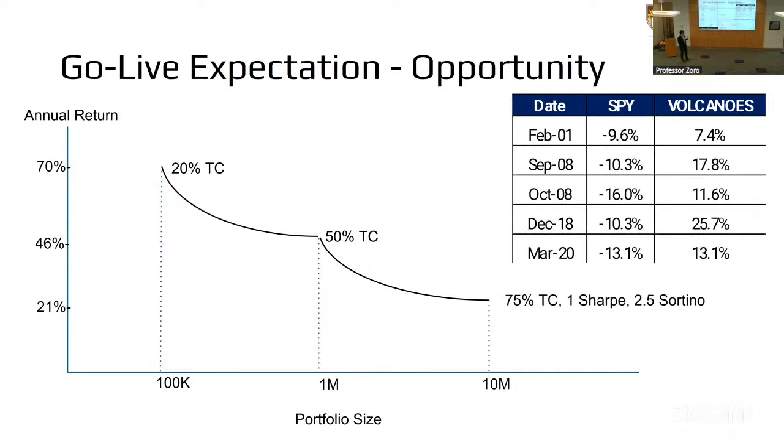So what could the opportunity here be? Well, if you take a look at the 5 largest market drawdowns for the SPY index and how Volcanoes, the algorithmic formula, performed in that time, you see it's an uncorrelated alpha. So even at that 75% TC, you still have a 1 Sharpe, 2.5 Sortino. If you were to diversify between the market index and some Volcanoes, you'd improve the overall risk profile of your portfolio.